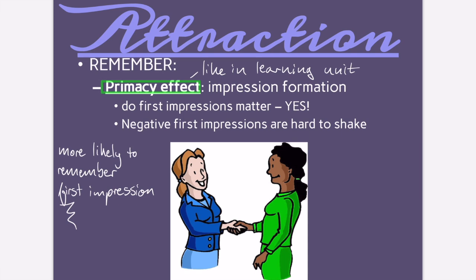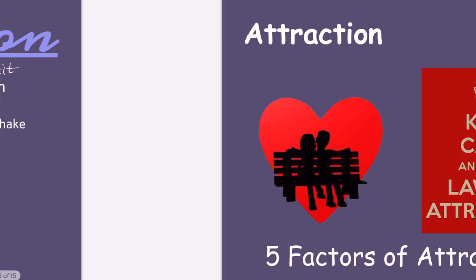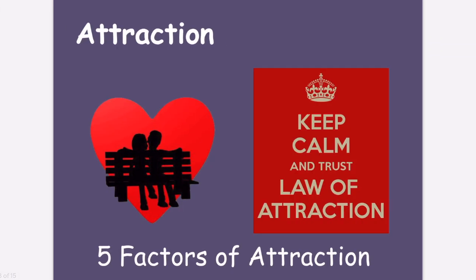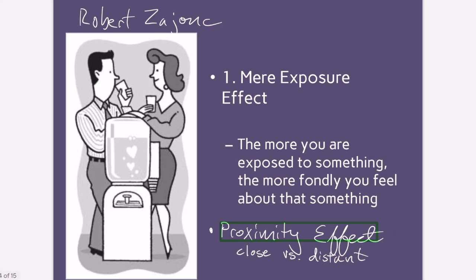When it comes to laws of attraction or factors in attraction, we're going to talk about 5 different terms that you should be familiar with. The first one is the mere exposure effect. Now, we've discussed this previously. Another term for this is the proximity effect. Robert Zajonc, hope that's how you pronounce it, he came up with the theory that the more you're around somebody, that familiarity breeds attraction. So the more you're exposed to something, the more fondly you feel about that something.